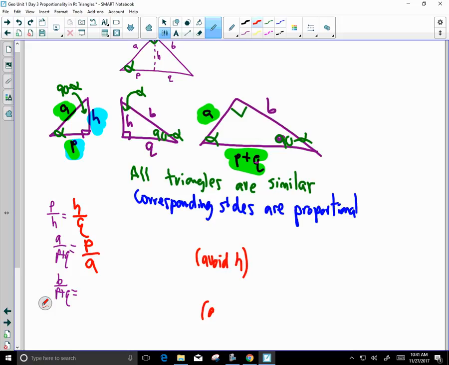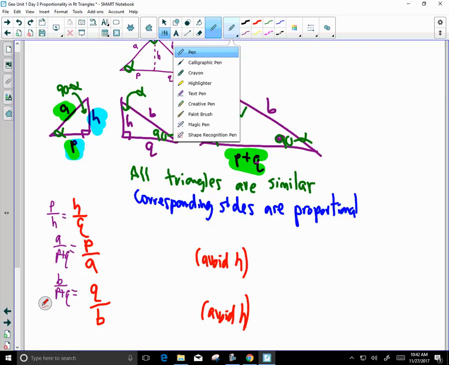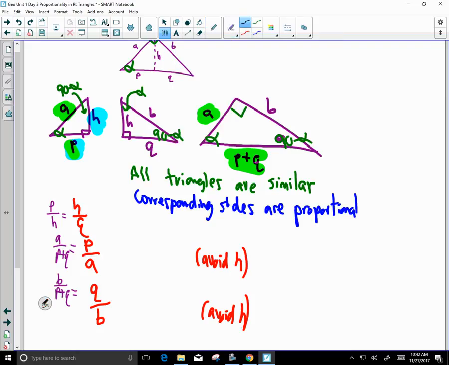We're going to do the same here. Avoid H. So B over P plus Q is just going to be what? Q is to B, right? So B is to P plus Q as Q is to B. So that works out great. So now you can see where these formulas come from.